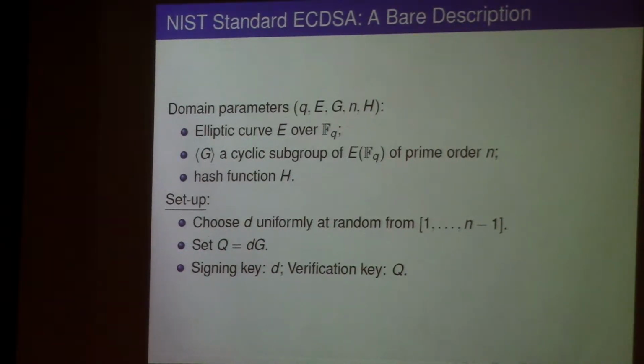To set up, the signing key is d and the verification key is this Q. The signing key is an integer chosen uniformly at random between 1 and n minus 1. So leave out the 0, since the group order is n. So you choose an integer between 1 and n minus 1, and that's going to be the signing key. And the verification key is going to be d times G. The group is written additively, so it's G plus G plus G up to d times.